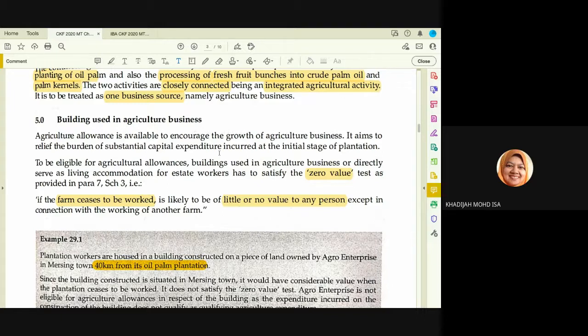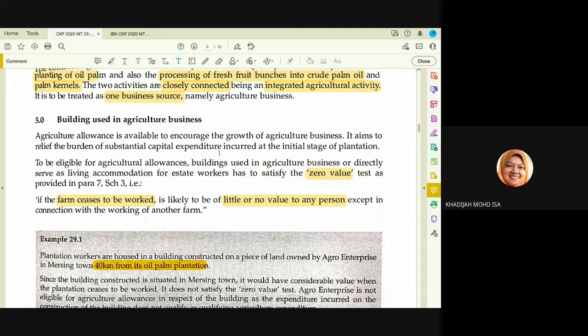It means that if the farm ceases to be worked, the building, which is in the farm, has no value, unless it is for a person connected with the working of another farm, right? So it means that for the same farm you can change the owner and the building is still useful. So if it's still useful, then you cannot claim that as allowable agriculture allowance.